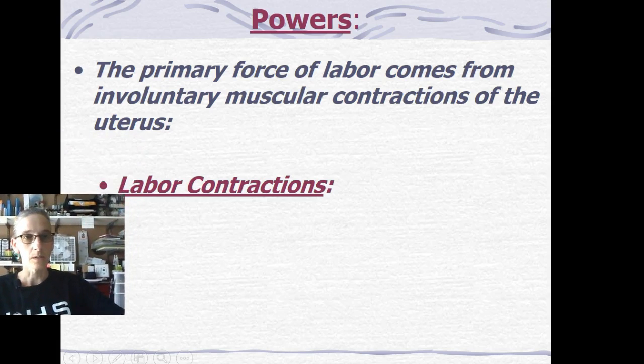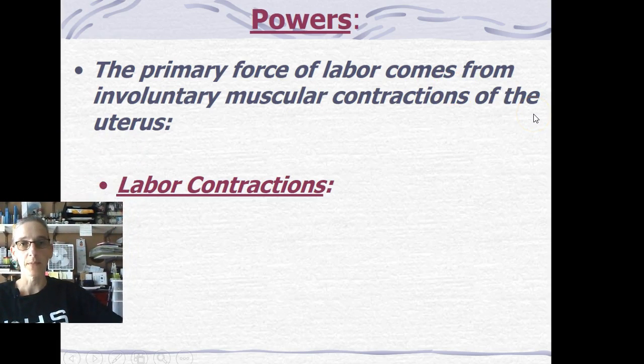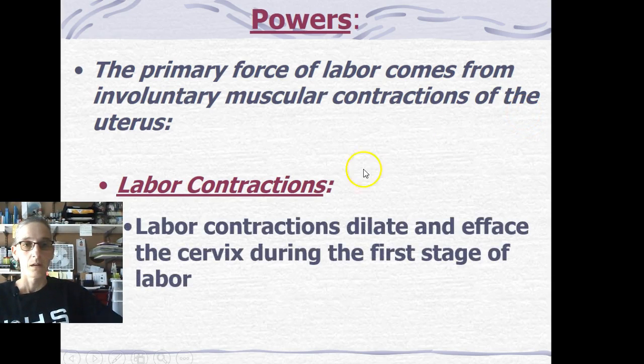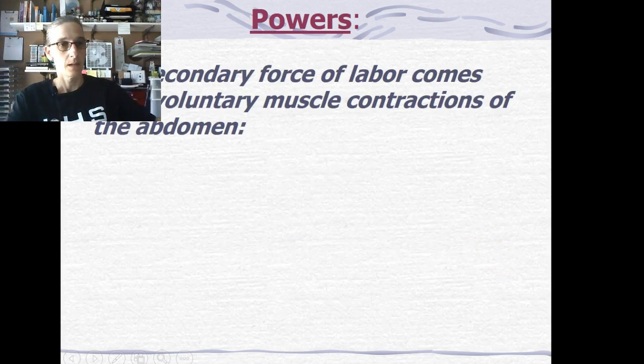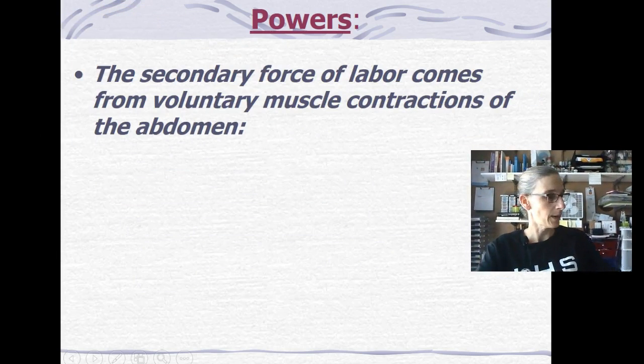Next, we've got powers. The primary force of labor comes from involuntary muscle contractions of the uterus. Labor contractions dilate and efface the cervix during the first stage of labor.